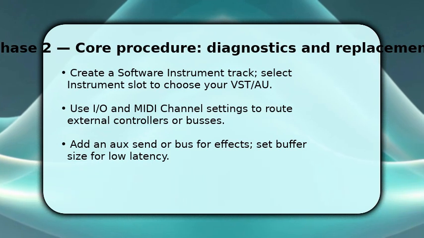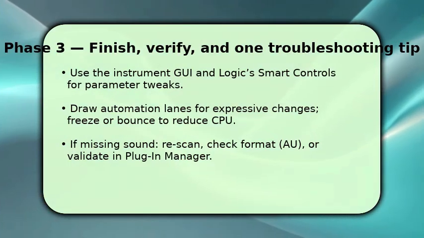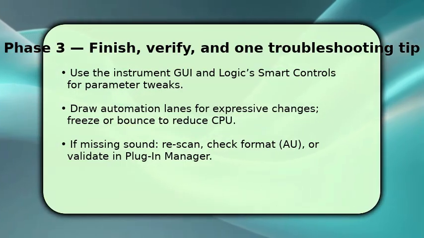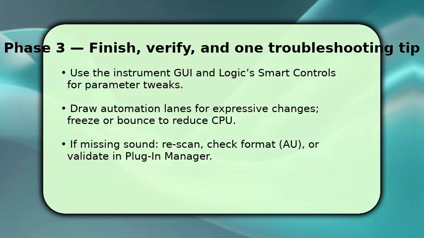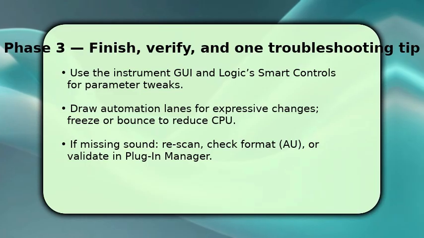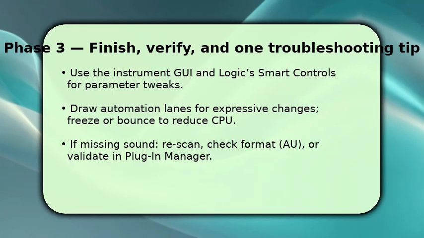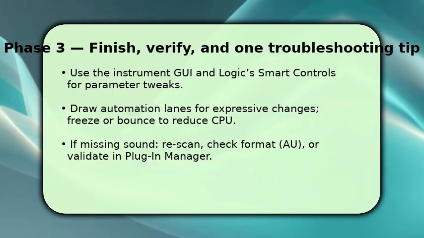Finish by shaping the sound and securing system stability. Tweak the instrument's GUI or map parameters to Logic Smart Controls so you can play and record expressive moves. Then write or draw automation lanes for dynamic changes over time. When your session grows CPU heavy, freeze tracks or bounce stems to save processing.